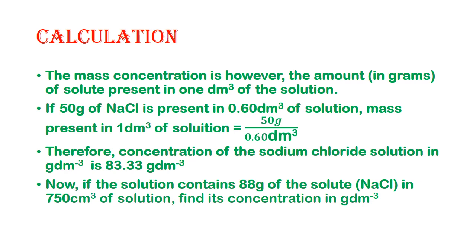Now, if the solution contains 88 gram of solute, that is NaCl, in 750 centimeter cube of solution, then find the concentration in gram per dm cube. That is, find the mass in gram that will be present in 1 dm cube of the solution, using the same method, as an exercise for review. When you get that, you tell me using the comment section.